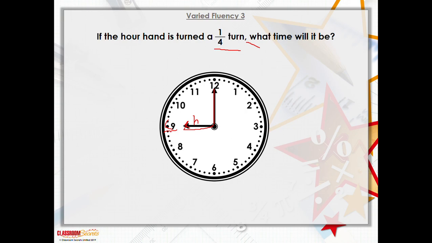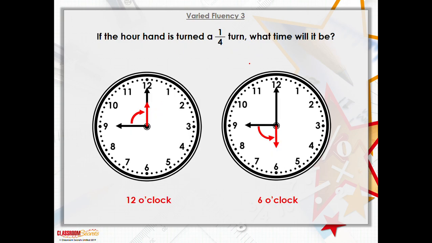If you turn the hour hand a quarter turn clockwise, the hour hand will be facing the 12. Well, if we turn it a quarter turn anti-clockwise, the hour hand is actually going to be facing the 6. Okay, again, be really careful when you read these questions. Make sure it's being really specific. If it hasn't said anti-clockwise or clockwise, it's going to ask you for two separate answers.